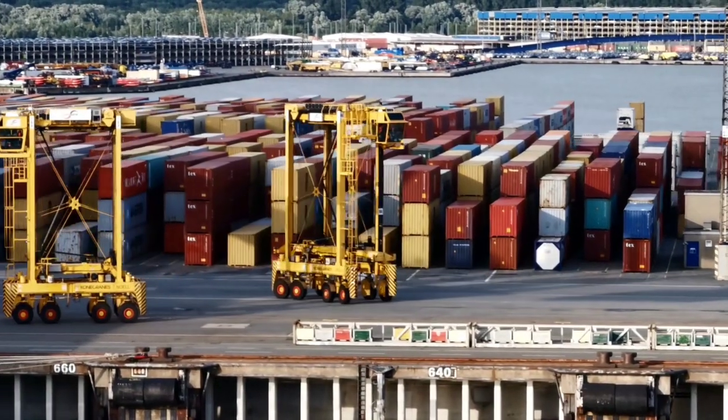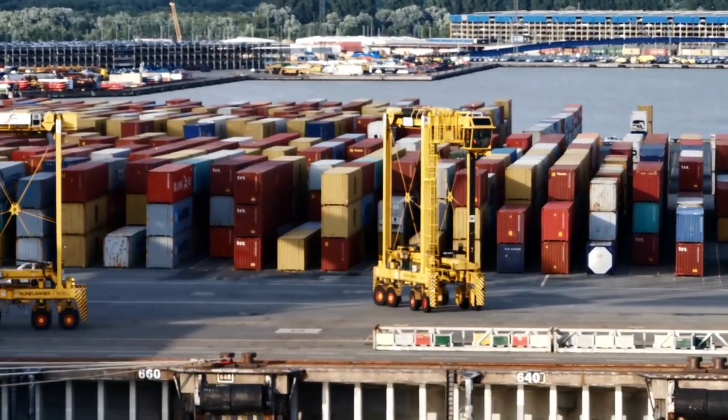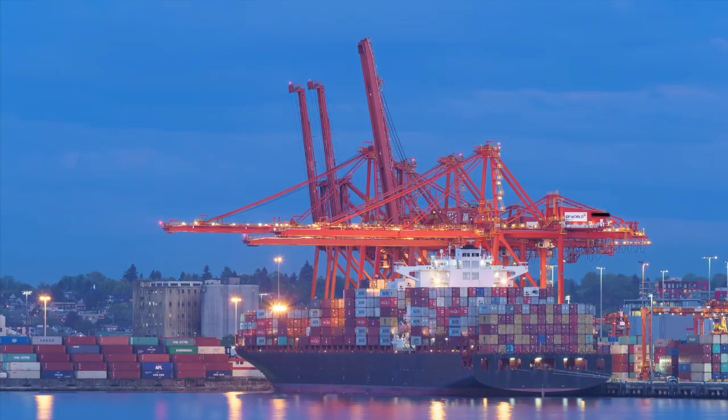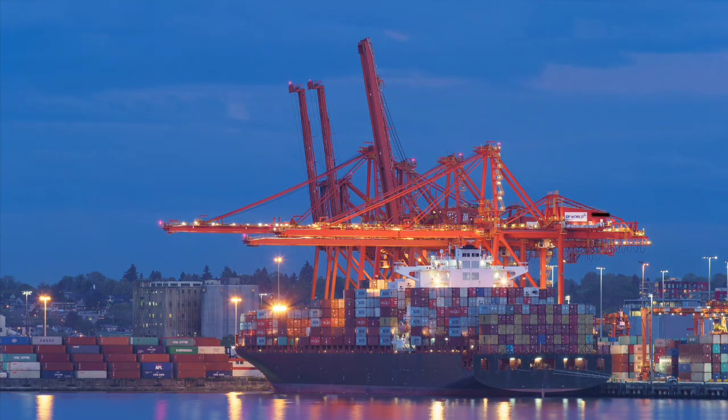And the process itself is actually quite logical. First, the buyer's bank issues the letter of credit, which is a rock-solid promise to pay. Once the seller has that promise, they can ship the goods with confidence. Then comes the critical step. The seller takes all the shipping documents, the proof, to their bank. And finally, the bank meticulously checks every single detail on those documents. If everything lines up perfectly with what the letter of credit requires, the bank pays the seller. It's all about the paperwork.